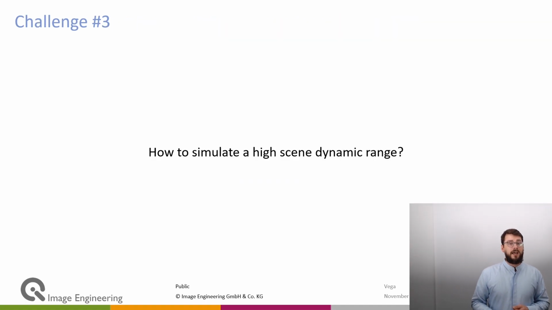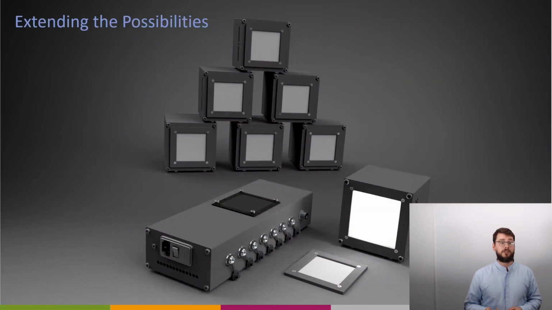Okay, how to simulate a high scene dynamic range. For some cameras, it is not enough to capture high contrast between two images to test for issues. It is also interesting to take a look at what happens if the camera is introduced to a really high dynamic range scene. So what we can do here is we just introduce more light sources.